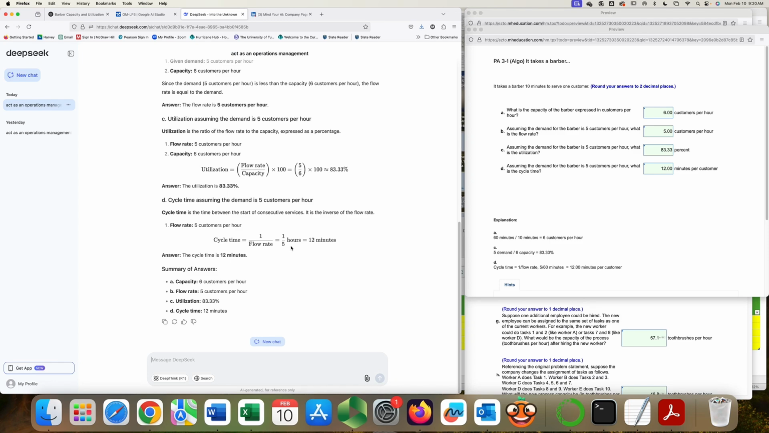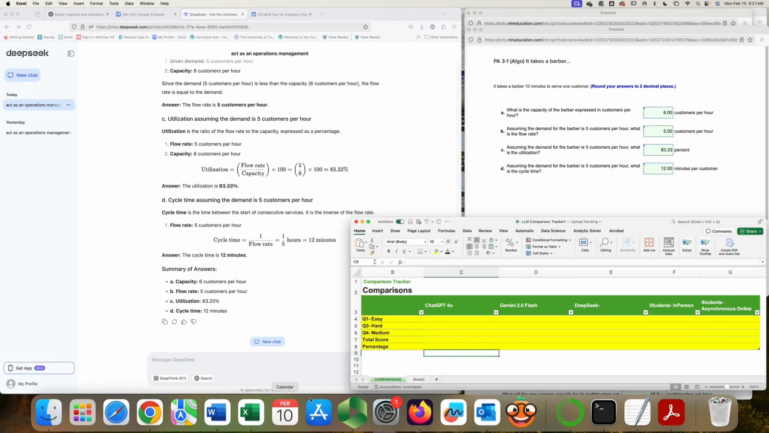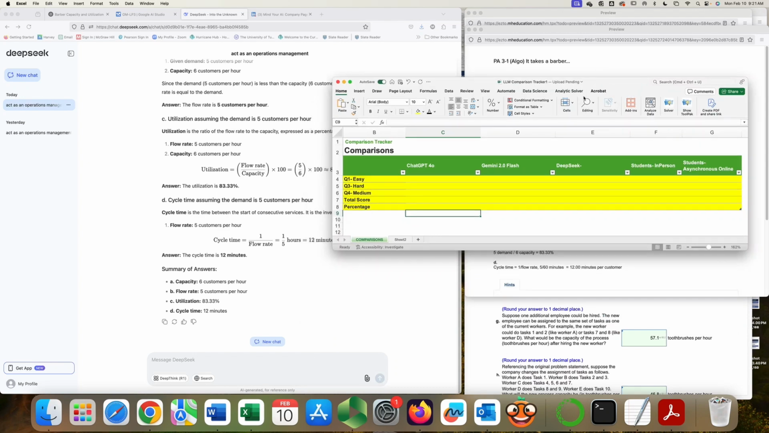Now let's open an Excel. I put together a comparison chart. The Q1 is easy, and then I have the hard and the medium questions. Each question is worth 5 points in my assignment. This one got 5, and this one got 5, and I know the average for the students. They got 100% on these questions, both the in-person as well as the asynchronous. All the students got the answer correct, because this is the easiest one.